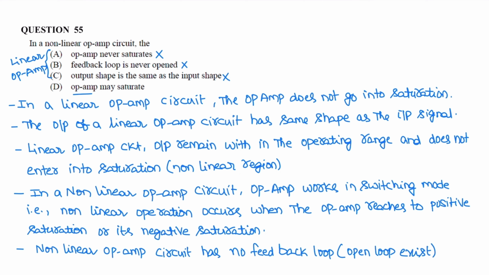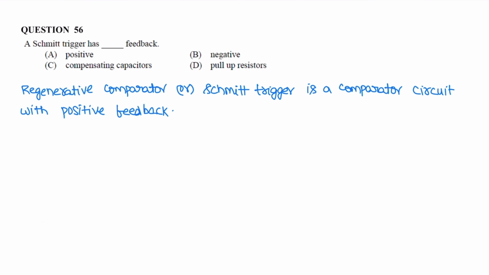A non-linear operational amplifier circuit may saturate because it is working in switching mode. Next, the Schmitt trigger. The Schmitt trigger is a regenerative comparator. It is a comparator circuit with positive feedback. There are no compensating capacitors in a Schmitt trigger, no pull-up resistors, and negative feedback doesn't exist in a Schmitt trigger.